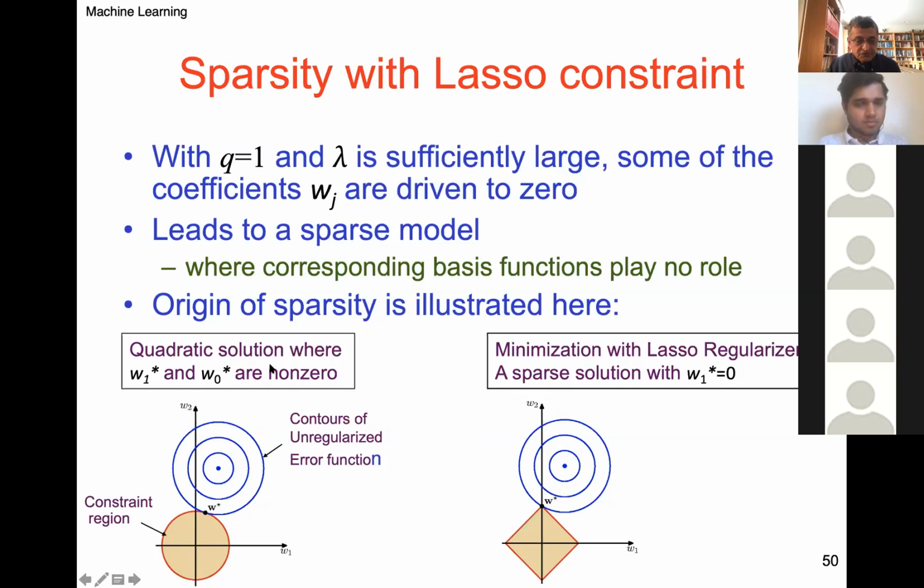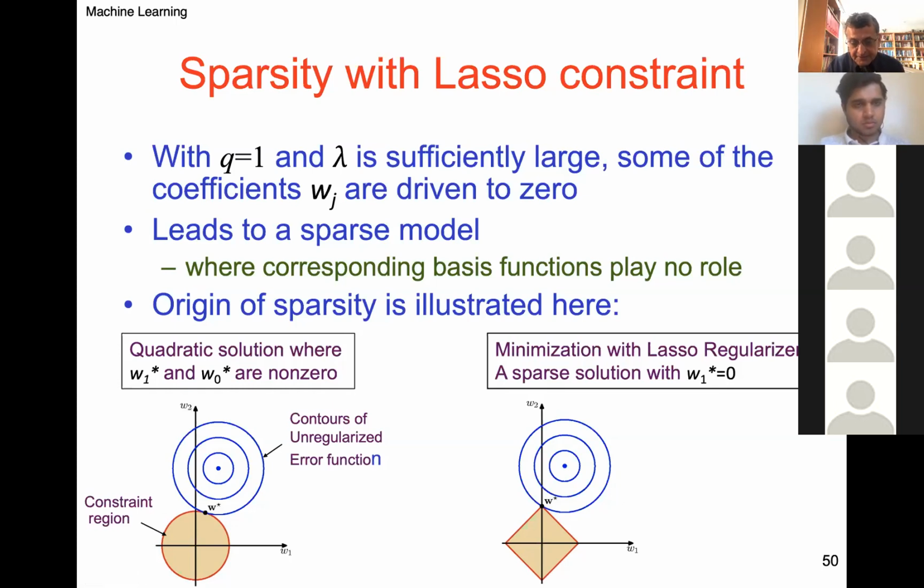This is the quadratic solution we saw, where W1 star and W0 star are non-zero. So we have a solution here. W1 star is non-zero, W0 star is non-zero. A minimization with a lasso regularizer gives a sparse solution with W1 star equal to 0. So this particular weight W1 is 0 because your solution is ending up right on top of this. And so we say this is a sparse solution in that one of those features doesn't matter at all.